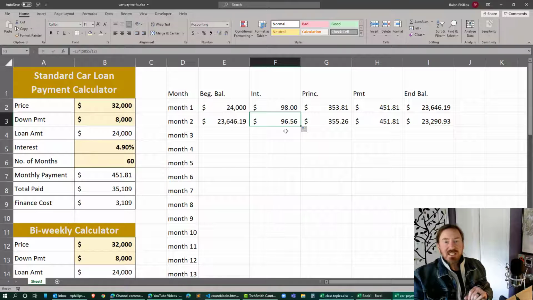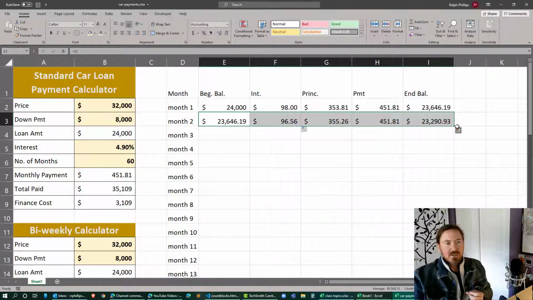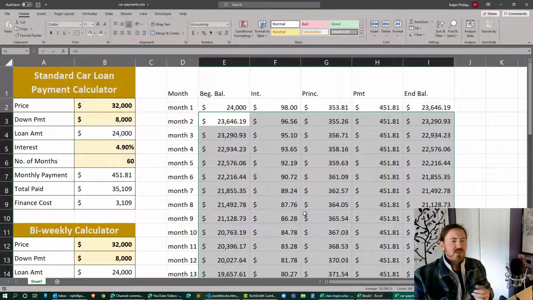You'll notice that my interest is going to keep going down each month. That's because interest is based off of that beginning balance, and my beginning balance is going to be going down each month because I am paying something towards principal. Now that we've got that taken care of, I can select the second row, double click that fill handle, and autofill it all the way down.